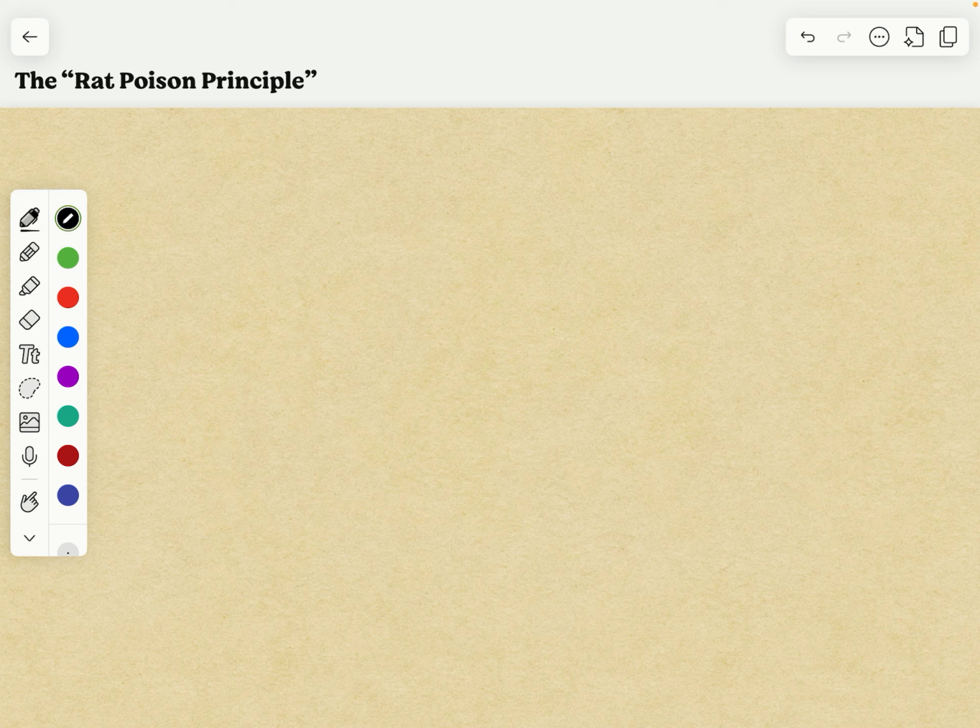I was reading a linear algebra book that came out not too long ago, and the authors came up with something called the rat poison principle. And I want to explain what it is. It's something that they made up in this book by Mex and Mex. The book is just called Linear Algebra.